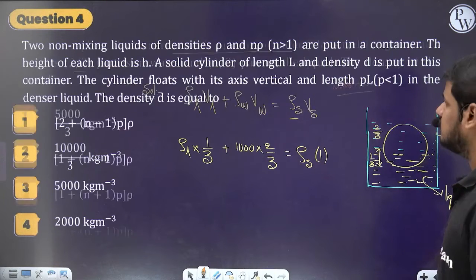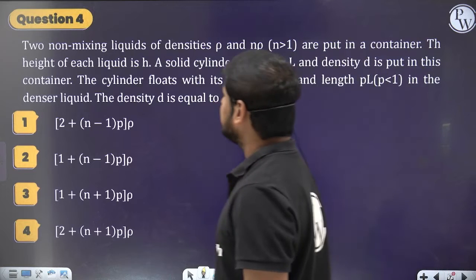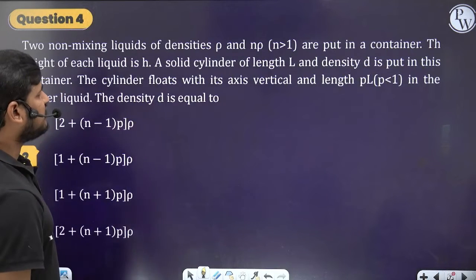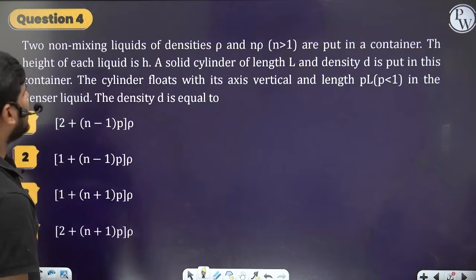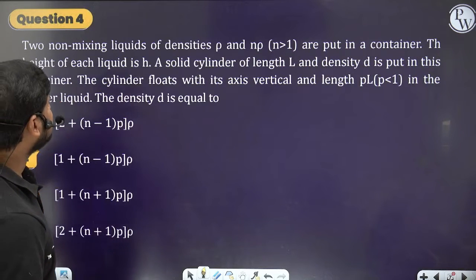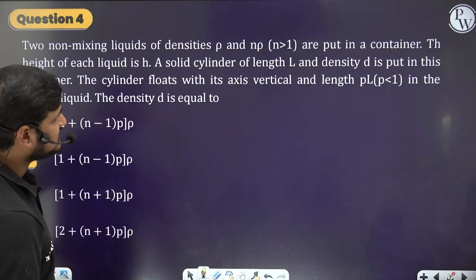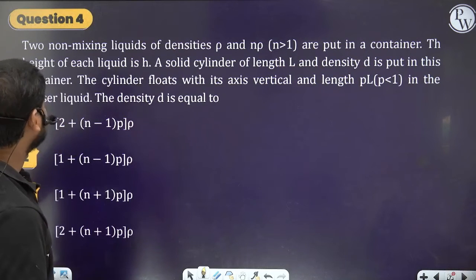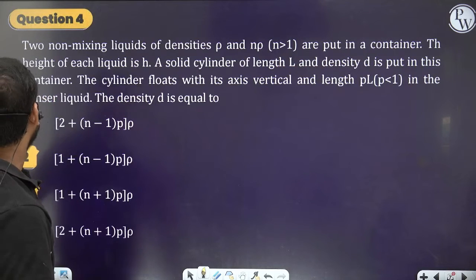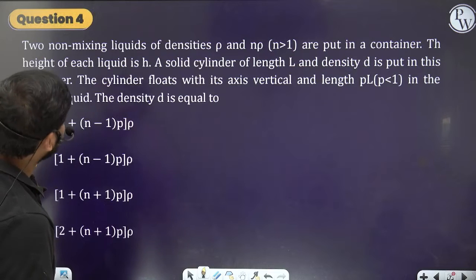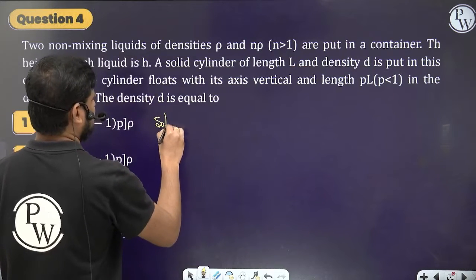Chal. Next we have one more question. What does the question say? Two non-mixing liquids of densities rho and n rho are put in a container. The height of each liquid is h. A solid cylinder of length L and density d is put in the container. The cylinder floats with its axis vertical and length rho L in the denser liquid. So the density d is equal to, yes, see here. Don't worry, it's a simple question only.